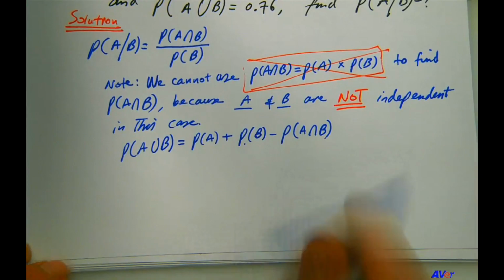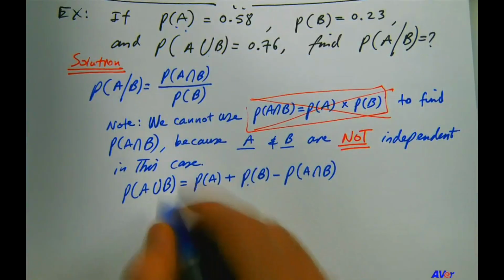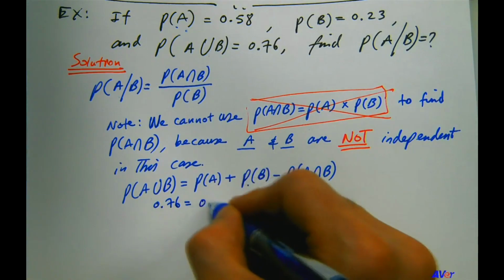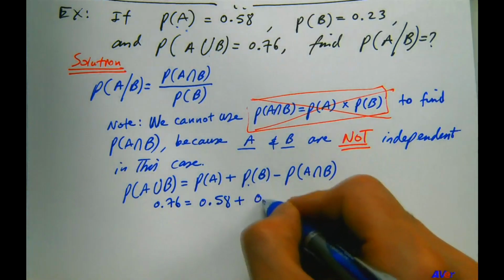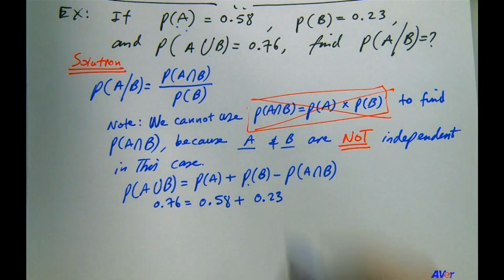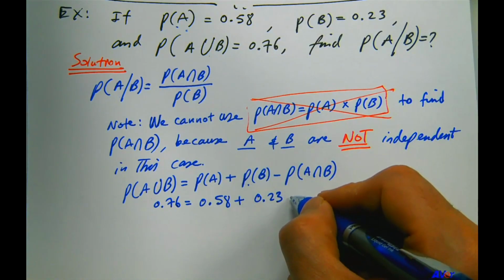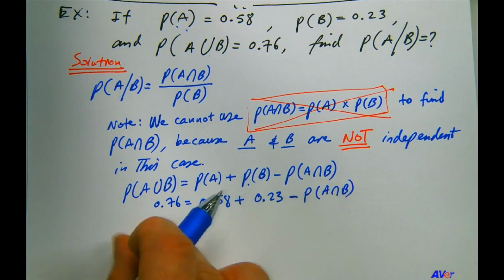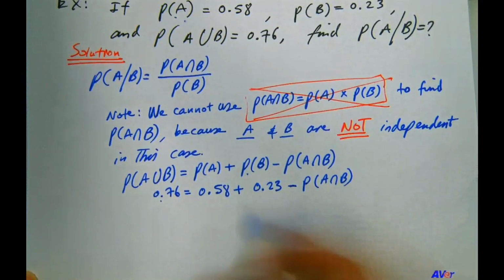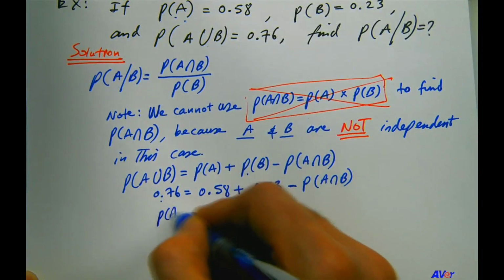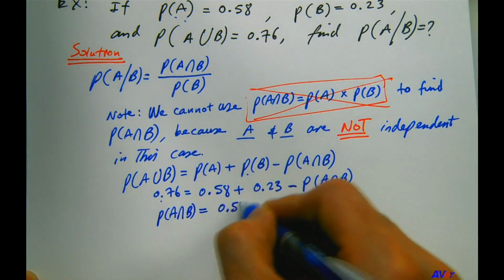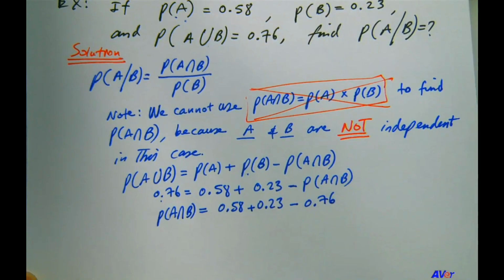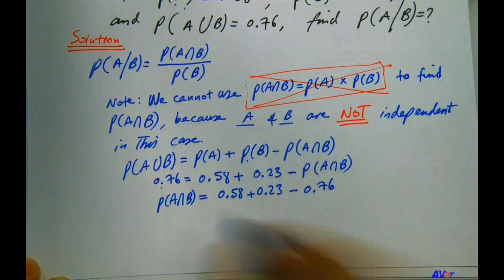Okay, so plugging in, we have 0.76 equals probability of A, which is 0.58, plus probability of B, which is 0.23, right? Those quantities are up there. And minus probability of A intersection B. So simply move this one term to the left, move 0.76 to the right-hand side, and we will have probability of A intersection B is equal to 0.58 plus 0.23 minus 0.76, right? We're solving for this term.